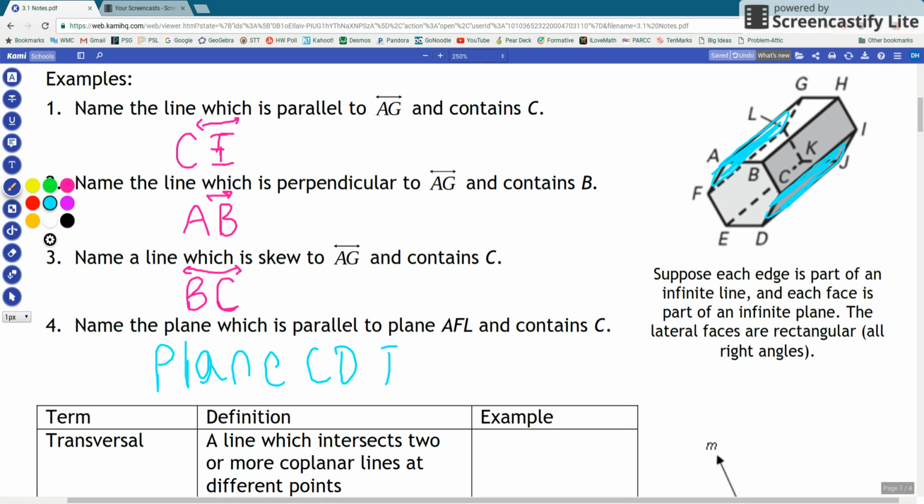Right? So let's stop there. Take a moment to try practice problems 1 through 10. See how well you understood that first part of the lesson. You can check your answers on the back. And then when you're ready, you can go to part 2.